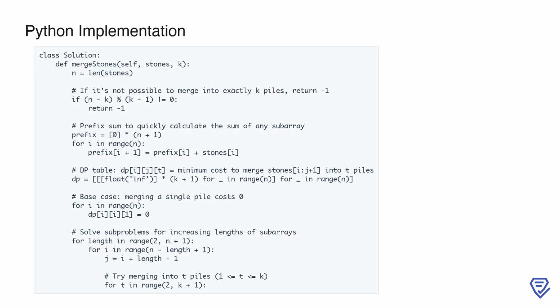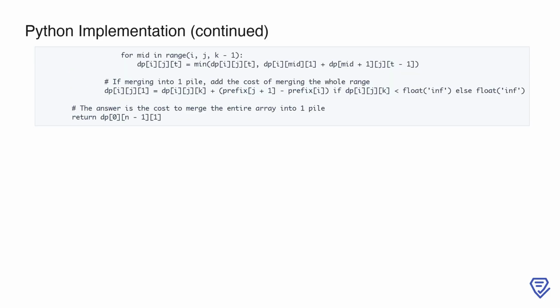For each length, we calculate the range from i to j and work on merging the stones in that range. At this point, we start exploring the different possibilities of merging the range into t piles, where t can vary from 2 to k. To find the minimum cost of merging a range into t piles, we iterate through possible midpoints, which divide the range into two parts. The key here is that the two parts must satisfy the merging rules. Specifically, for merging into t piles, we consider splitting the range at intervals of k - 1, as this ensures the merging process aligns with the problem's constraints.